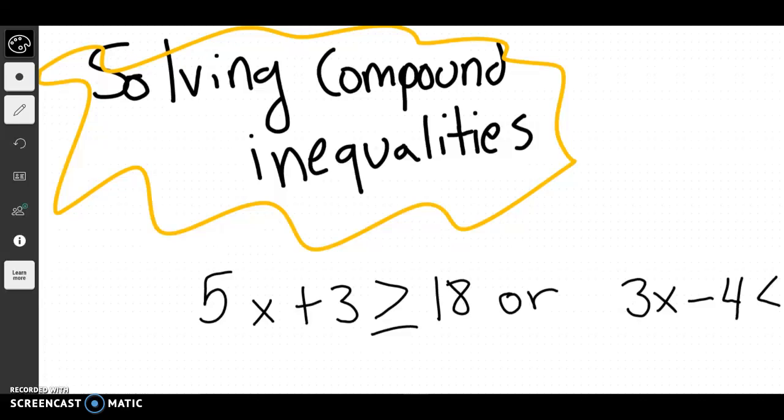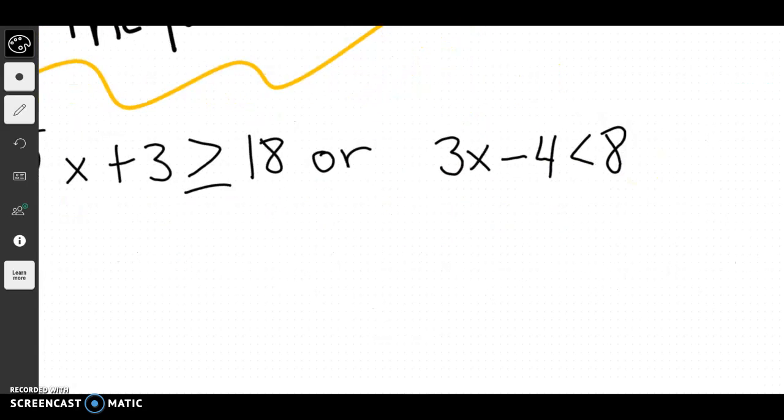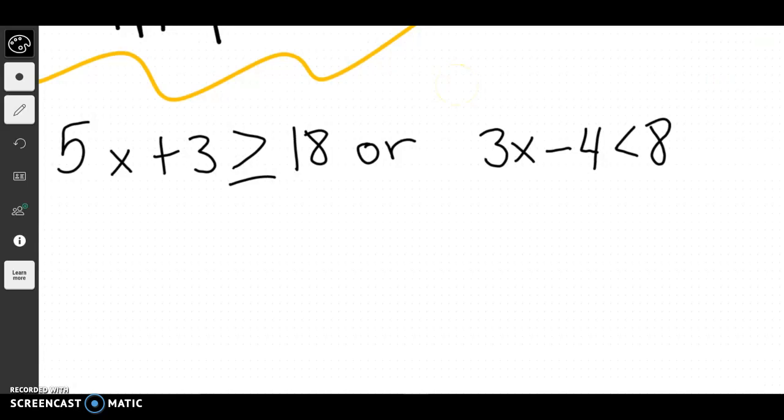Today we're going to work on solving compound inequalities. And what you'll notice about today is it's very similar to what we've done in the past, except we're going to just do it 2 times. So in this example that I have down here, what we're going to do is split this into 2 problems and solve each side of the problem.